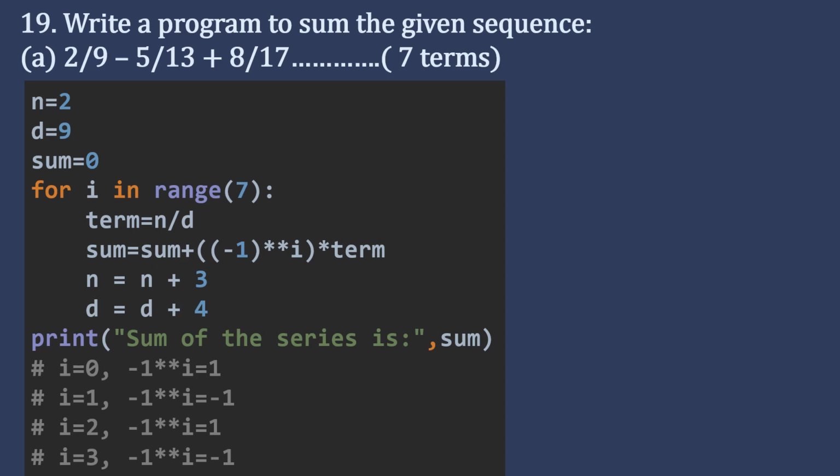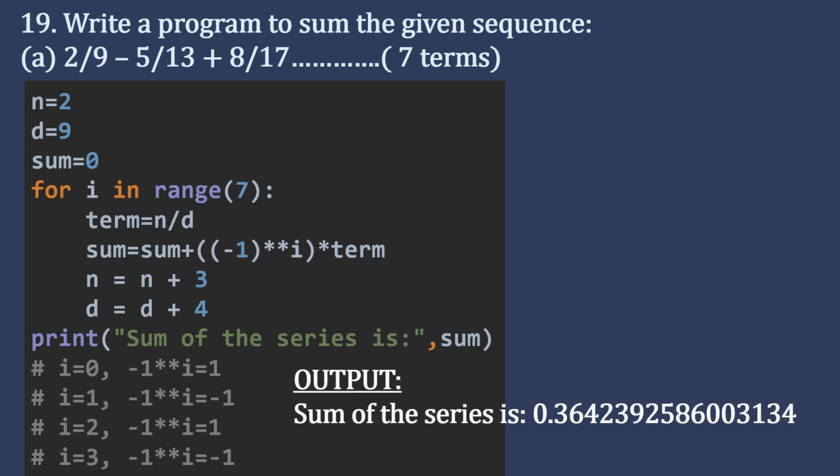But the sum will be calculated like this. Sum is equal to sum plus your term multiplied with minus 1 to the power I. Here your I value is 1, the second iteration of the loop. So minus 1 to the power 1 will give you minus 1, so term will be multiplied with minus 1. So your 5 by 13 will become minus 5 by 13. Like this, your loop will continue, and it will finally print the sum of the series is sum. You can get the sum of the series as 0.3642 like this. You can also use a round function so that it will be rounded to a certain number of digits.